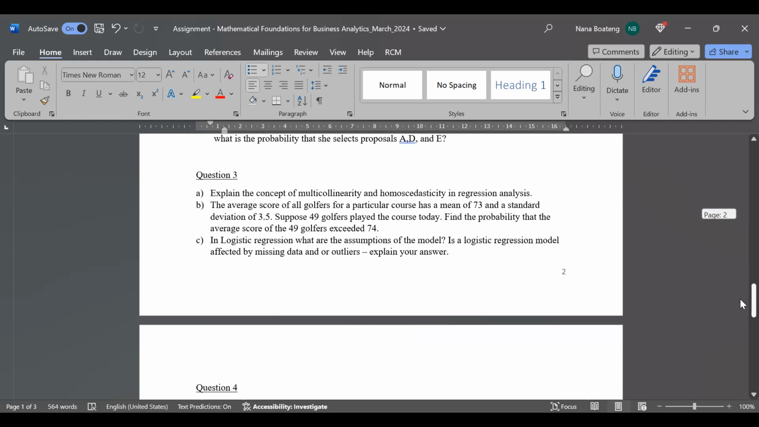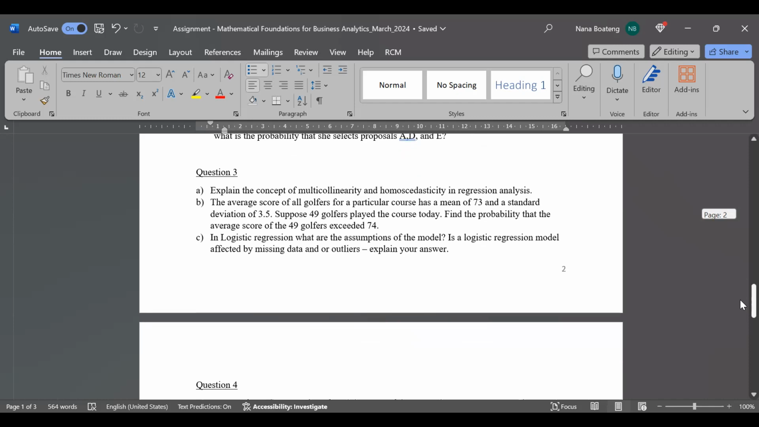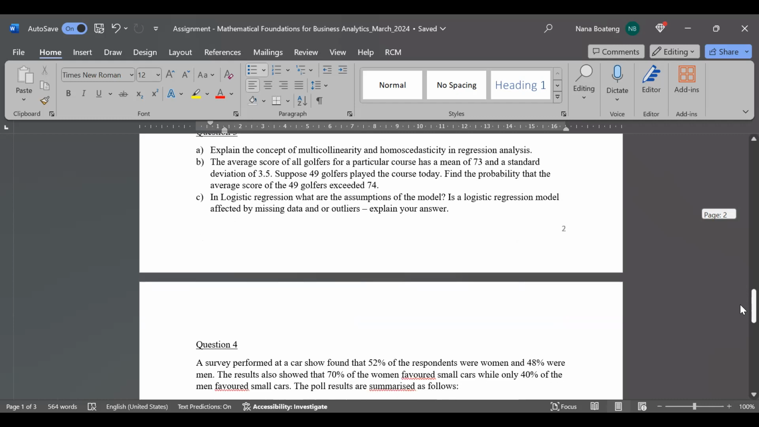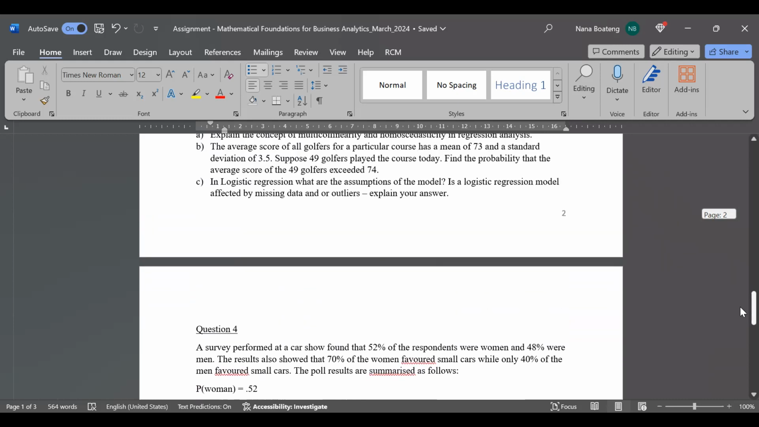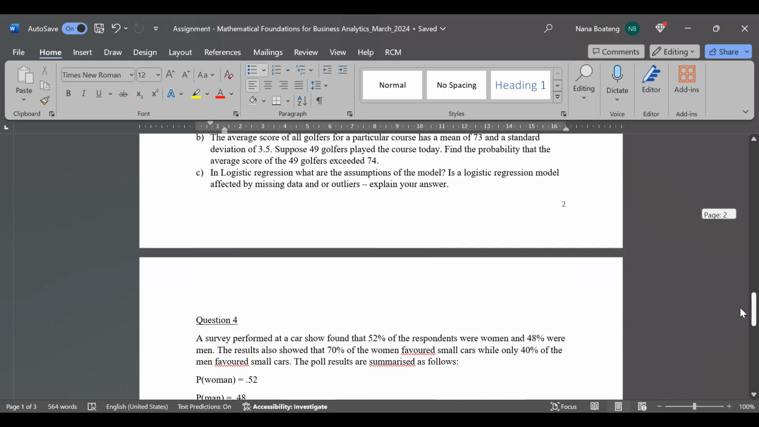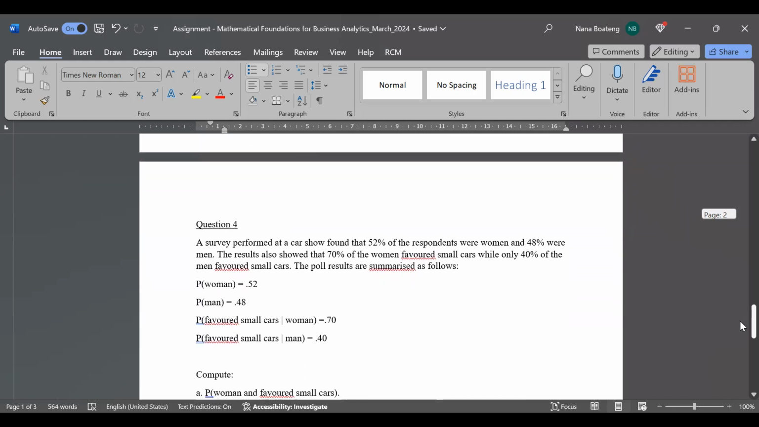Question 3. Explain the concept of multicollinearity and homoscedasticity in regression analysis. Then, the average score of golfers for a particular course has a mean of 73 and a standard deviation of 3.5. Suppose 49 golfers played the course today. Find the probability that the average score of the 49 golfers exceeded 74. Also, the assumptions of logistic regression, and whether missing data or outliers will affect the model.